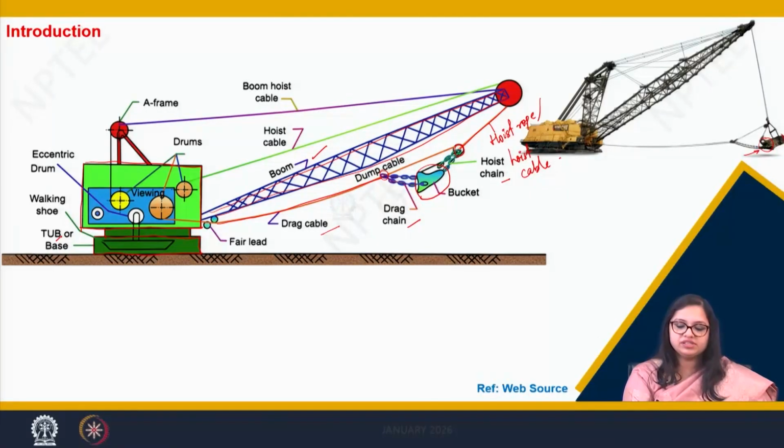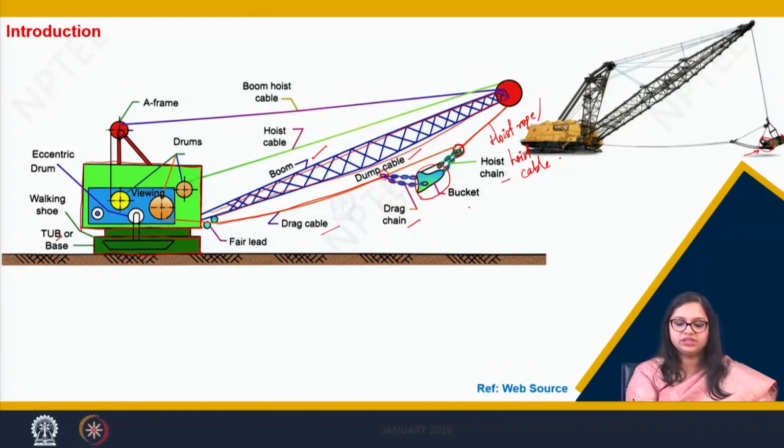Now, in between these two sleeves there is another cable which we call the dump cable. These three cables or ropes help in filling up of the bucket and then dumping of the material appropriately when it carries the bucket to the designated site.